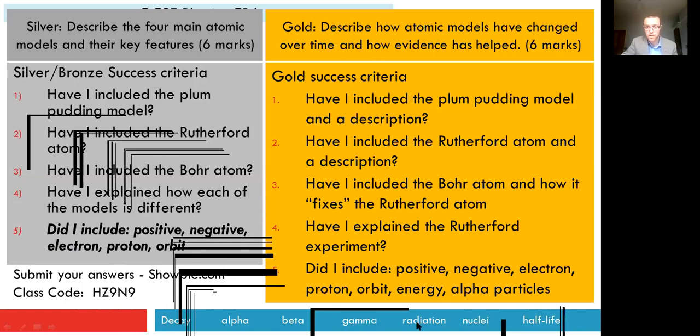You can then submit your answer, and one of the teachers from the school, from the science department, probably myself or another science teacher, will give you feedback on your answer so you can get as perfect an answer as possible.